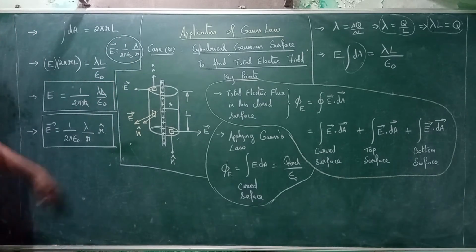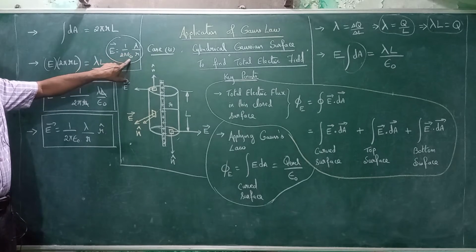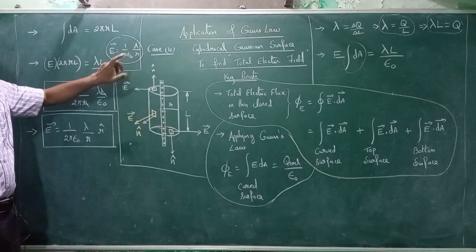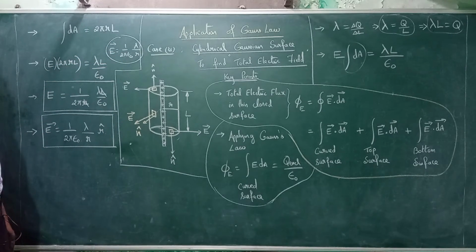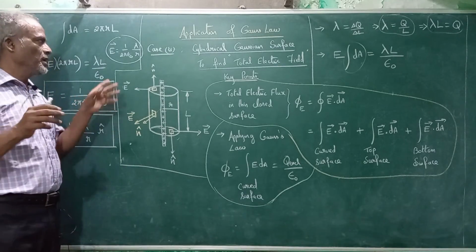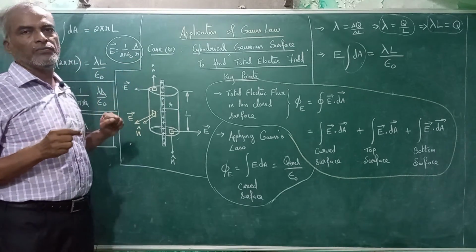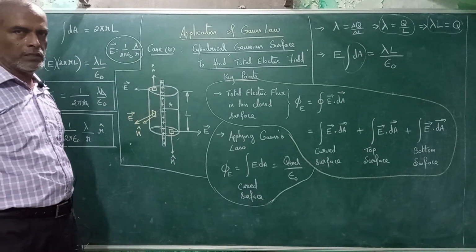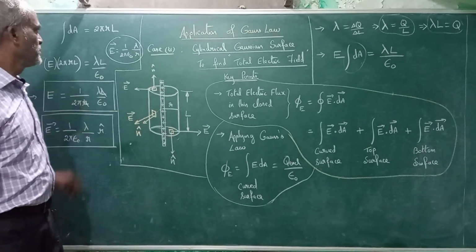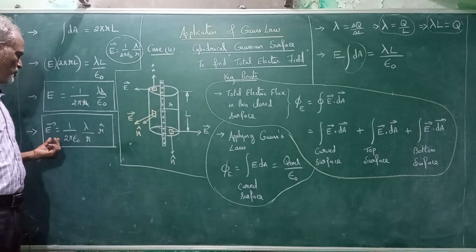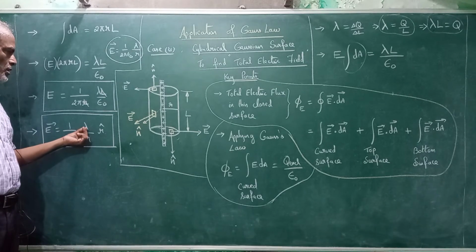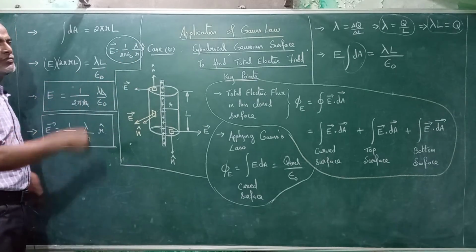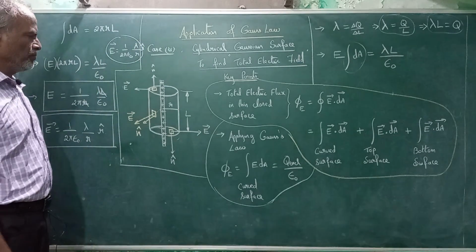So what I am trying to say is lambda, epsilon naught, 1 by 2 pi, everything is constant. So the electric field is inversely proportional to the radius of the cylinder. That means if the radius of the cylinder increases, then the electric field decreases. Since the electric field is a vector quantity, in vector notation, E vector is equal to 1 by 2 pi epsilon naught lambda by r into r cap. This r cap is in the direction of the E field, therefore we put r cap.